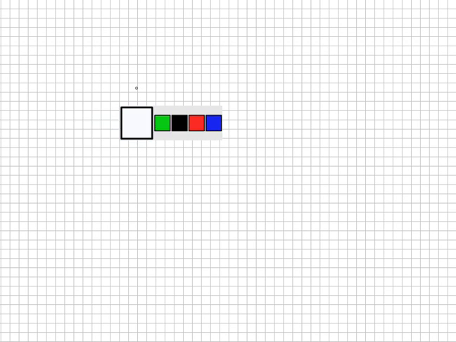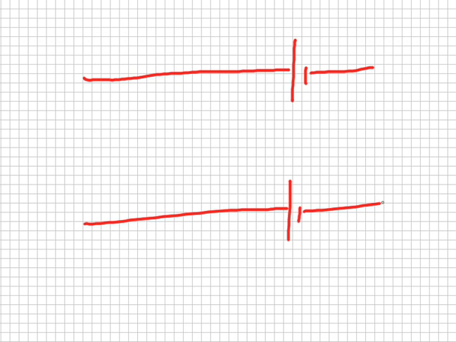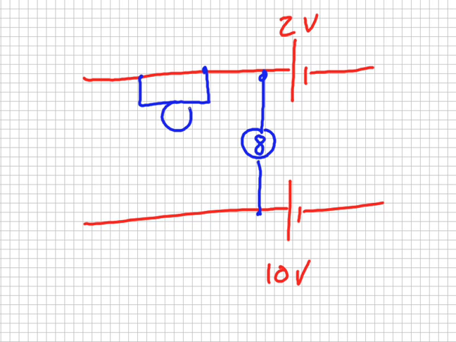Hey, look. This is 10 volts, and let's say this is 2 volts. So if I put a voltmeter here, it would say 8. If I put one here, it would say 0. And if I put one here, it would say 0. Now, if I put a resistor here, what would the voltmeter say?